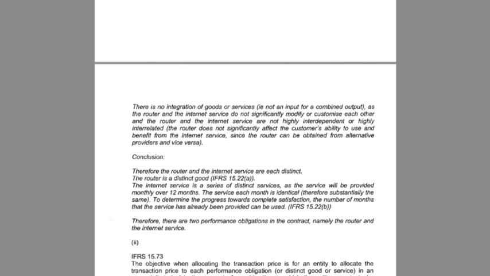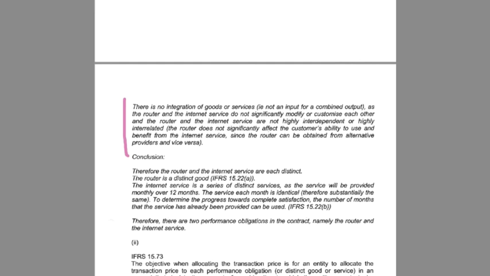If we apply that to the question, there is no integration of the goods or services. The router and the internet services do not modify or customize each other. They are not highly interdependent. They are not highly interrelated. The router does not significantly affect the customer's ability to use and benefit from the internet service because the router can be obtained from any other provider.